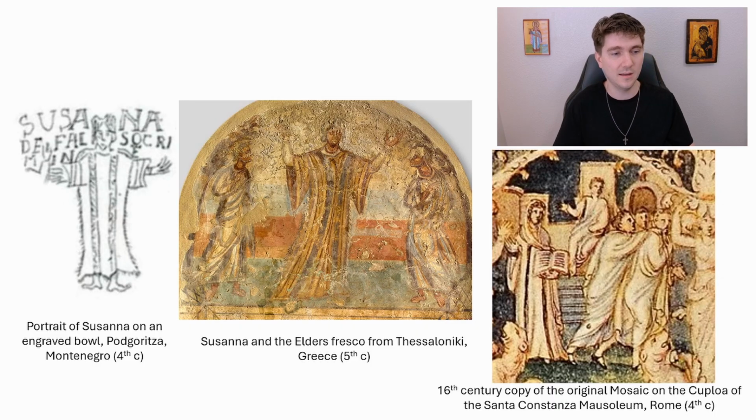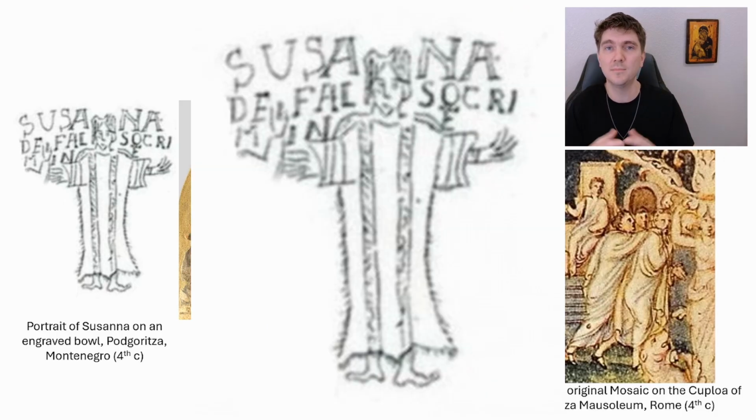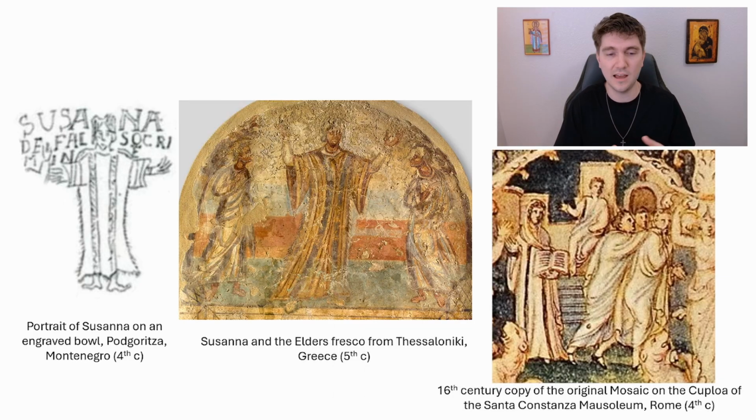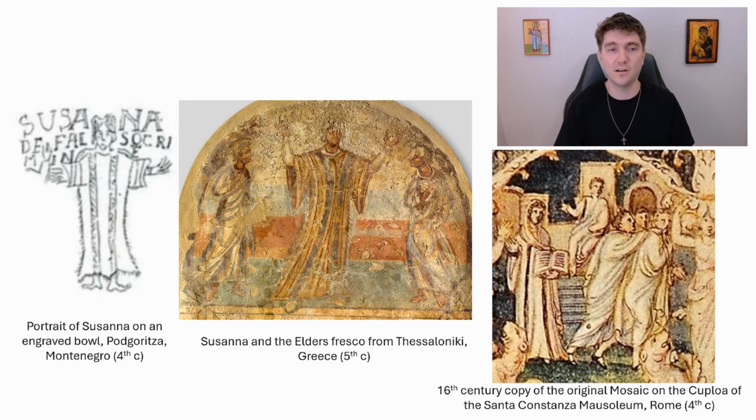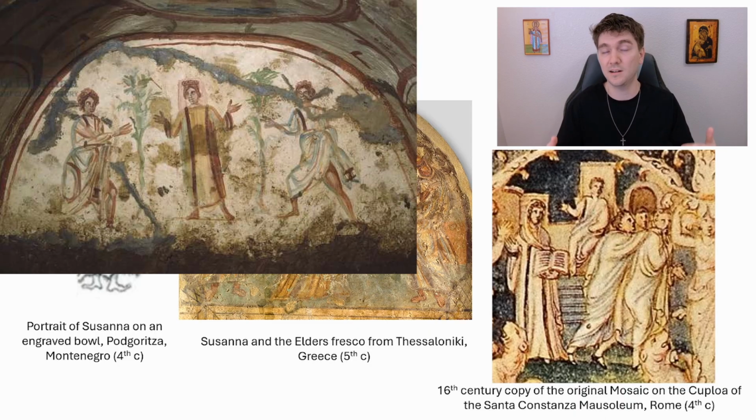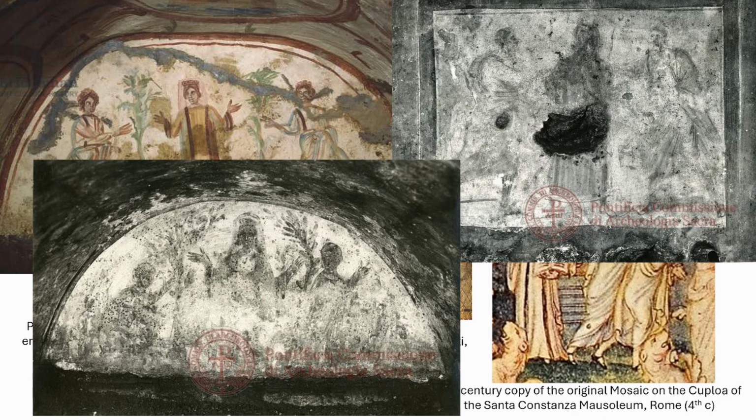We have the engraved bowl from Montenegro with a portrait of Susanna, and it says Susanna above her head, so there's no question who it is. We have Susanna and the two elders. This is an example that dates to the 5th century, from Thessaloniki, Greece. But there are lots of examples of this particular icon type in Rome in the catacombs.